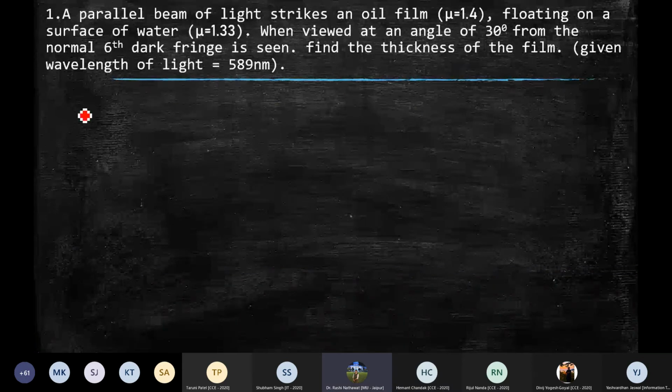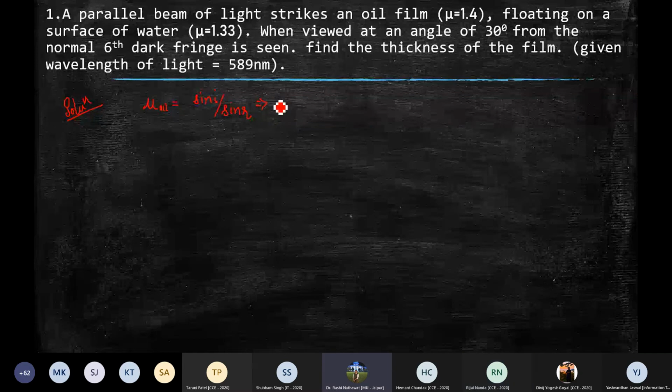Okay, how to solve it? Let's see. Those who have not done it, I will tell the answer. So first we will calculate the mu. 7.47 into 10 to the power minus 7, this is sine i. The answer is 153.4 into 10 raised to power minus 8 meter.